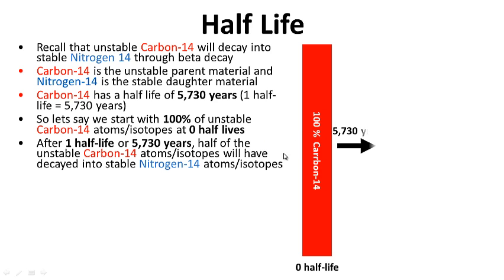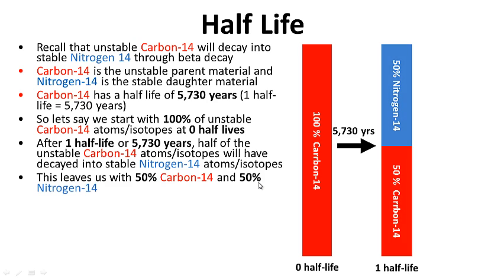After one half-life, 5,730 years go by, half of the unstable carbon-14 atoms or isotopes will have decayed into stable nitrogen-14 atoms or isotopes. So this leaves us with 50% nitrogen-14 and 50% carbon-14 after one half-life, or 5,730 years. So we have half of what we originally had.